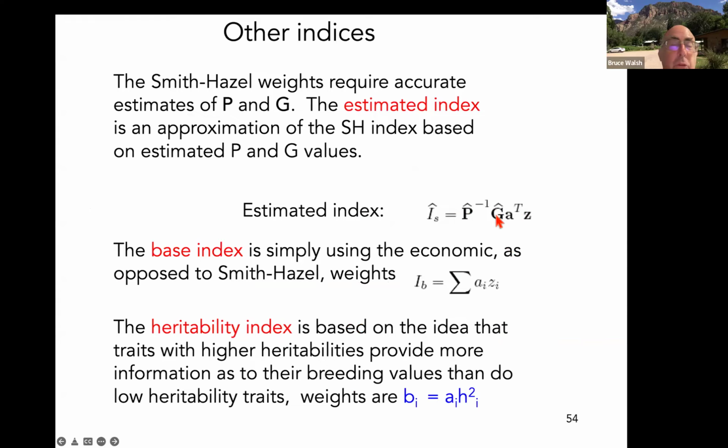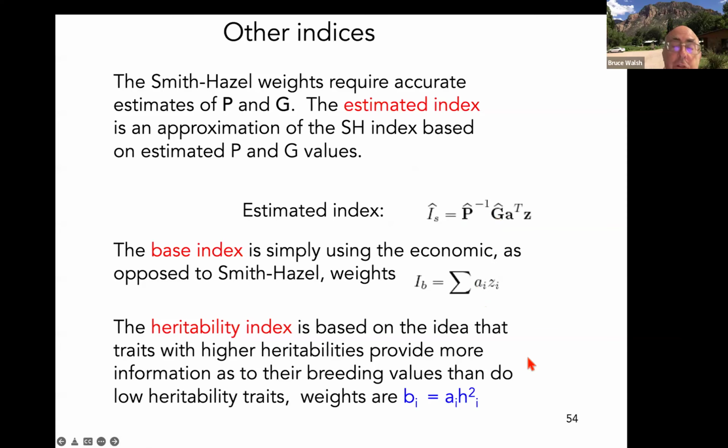And the general rule of thumb is with 3 or more traits, it's hard to get a good estimate of G. Why? Because you have a whole bunch of covariances. So that's an estimated index. If I knew P and G exactly, Smith-Hazel would be best. If I estimate them, there could be problems. A base index means I just choose individuals based upon the weights I want, not any corrections.